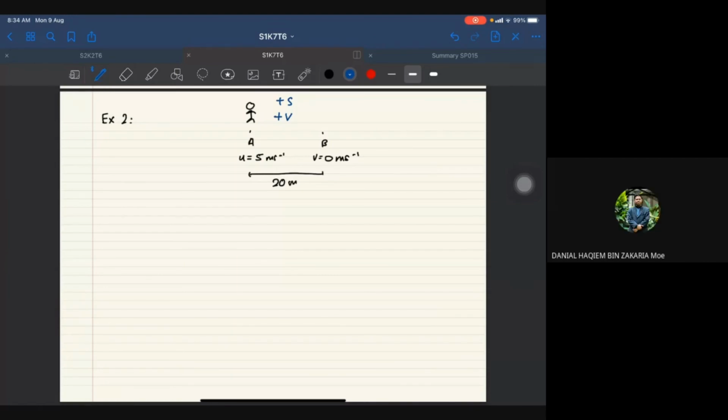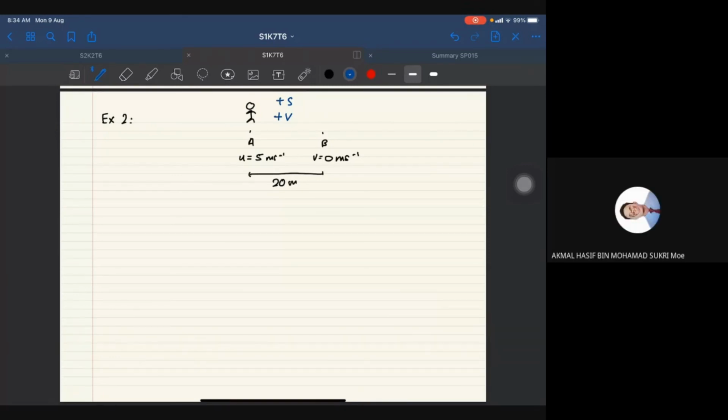How about the acceleration? Positif. Okay. You have to look at the velocity over there. So initial velocity is 5. Final velocity is 0. Negative. So this object is decelerate or accelerates?